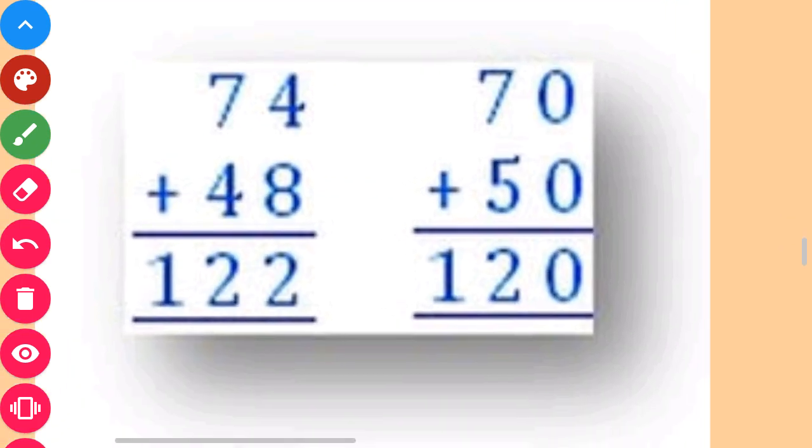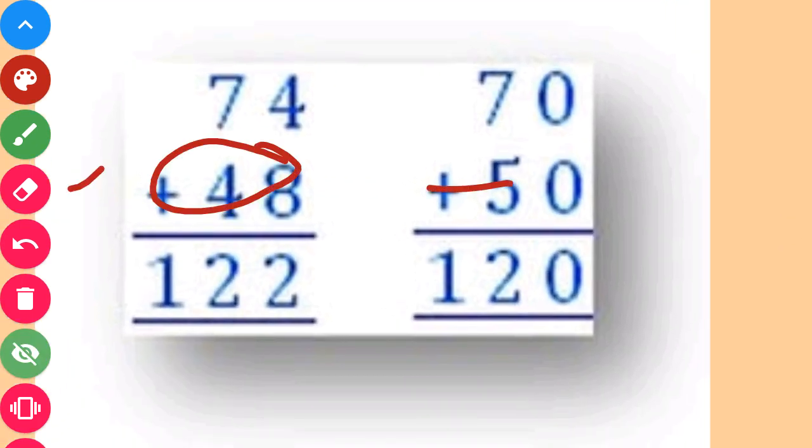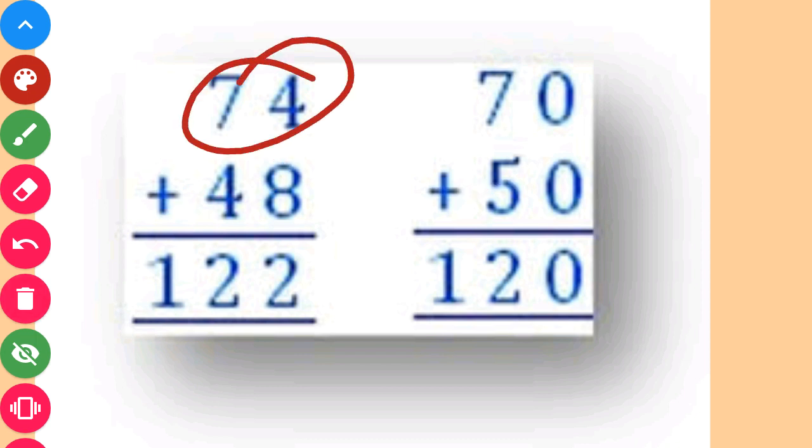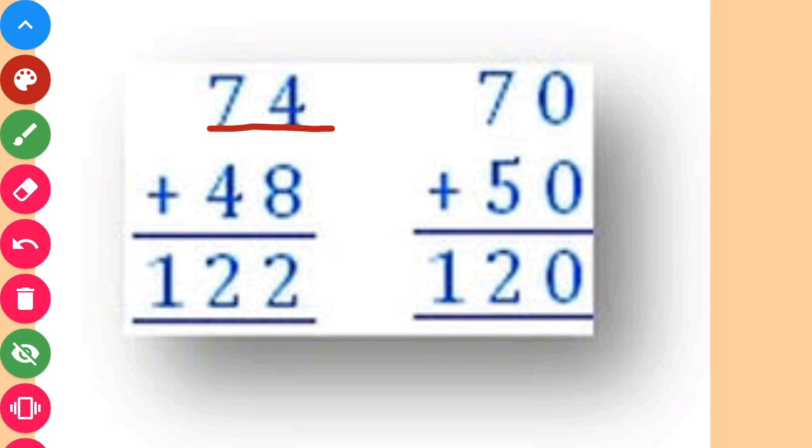Okay, let us understand this first. Suppose two numbers are here, 74 and 48. We have to add them. We have to find the estimation. So 74, which number will we see? We have to round off to the nearest tens, so we will see the number given at the ones place. At the ones place 4 is there. 4 is less than 5. So this number will become 70.